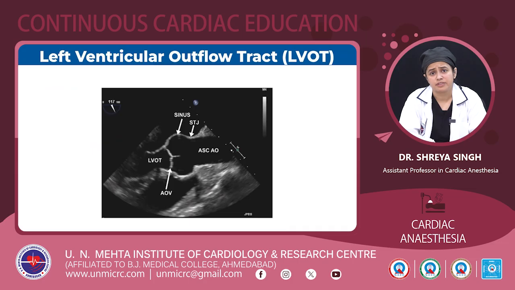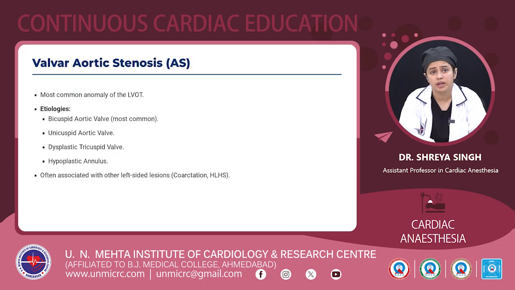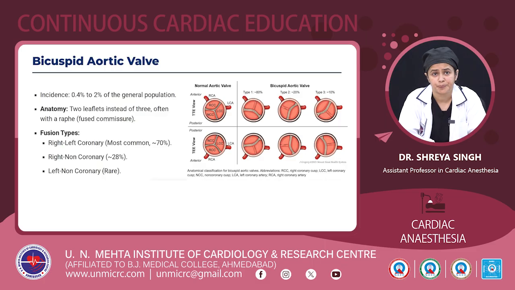Coming to the left ventricular outflow tract first, the anomalies related to it. First, we have the valvular aortic stenosis. So this is the most common anomaly of the LVOT. The etiologies are bicuspid aortic valve. It is the most common. Then we have the unicuspid aortic valve, a dysplastic tricuspid valve, or a hypoplastic annulus. And these are often associated with other left-sided lesions like coarctation of aorta or hypoplastic left heart syndrome.